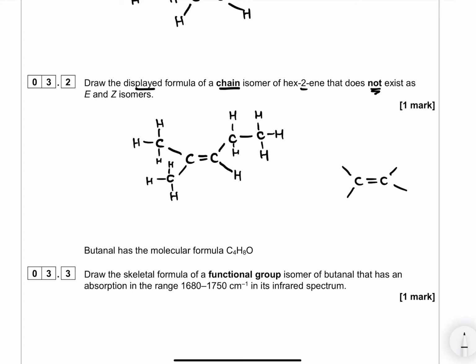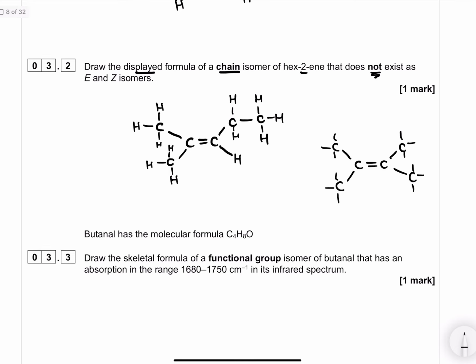and if you want to draw a but-2-ene, this is but-2-ene, 4 in a row, you'd end up with all these as methyl groups with all the hydrogens drawn out. I'm not going to finish that off, but that would also be a chain isomer that doesn't have E/Z.